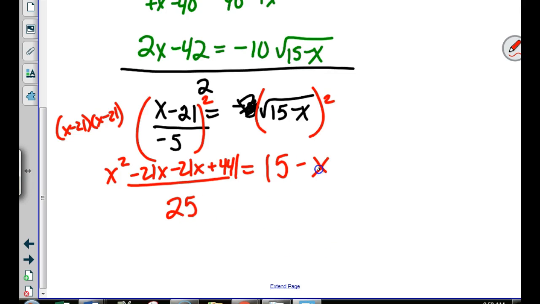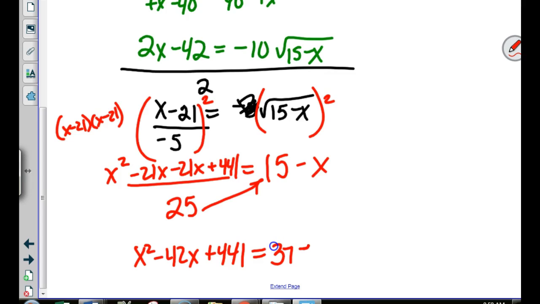Now I think we need to multiply the 25 back over to the other side. So this side is going to be x squared minus 42x plus 441. So what's 25 times 15, guys? 225 times 5, I don't know. What is it? Okay. Minus 25x. Is everybody okay with what I did there? I distributed it over to that side.